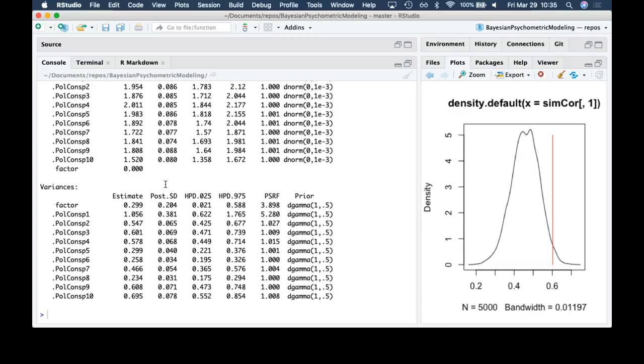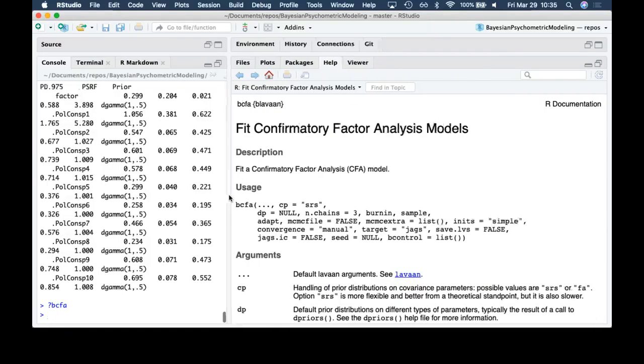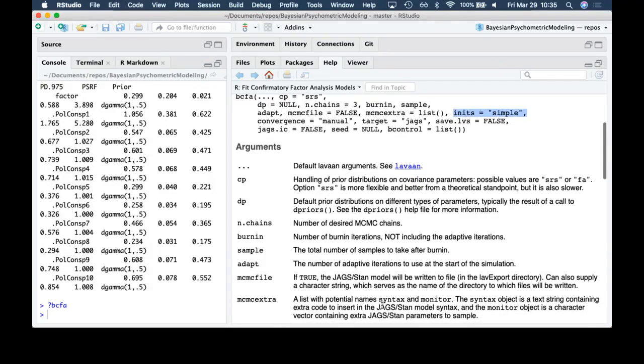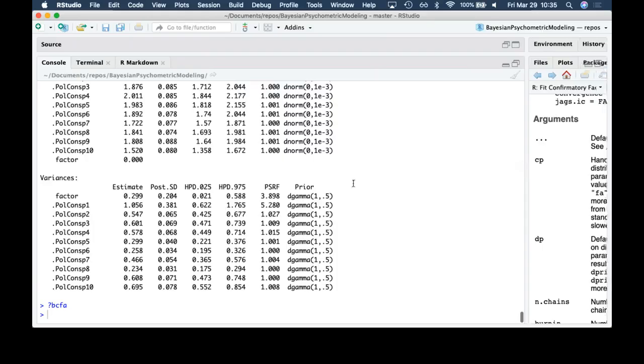Is there any argument that you can add in the function that will help you with the multiple modes? Not an argument, but there are ways that knowing about this allows you to fix it. For initial values, you can initialize them. Right now it's as simple as this. For instance, if I did init equals mplus.